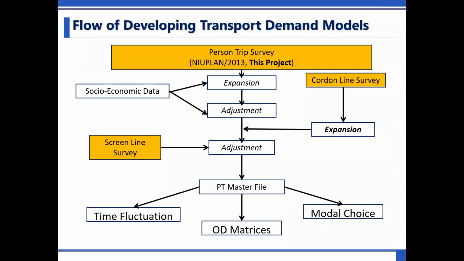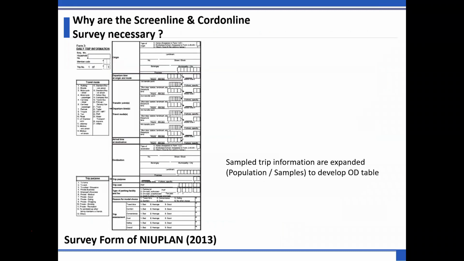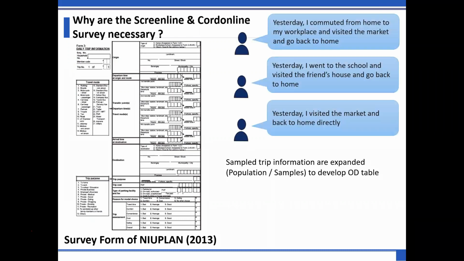As explained in the previous session, the demand forecasting model is developed by expanding the result of the person trip survey, which collects 1% of the metropolitan population. This information is collected by the accumulation of personal answers. For example, when you visit a family, Daddy says, yesterday I commuted from home to my workplace, visited the market, and went back home.